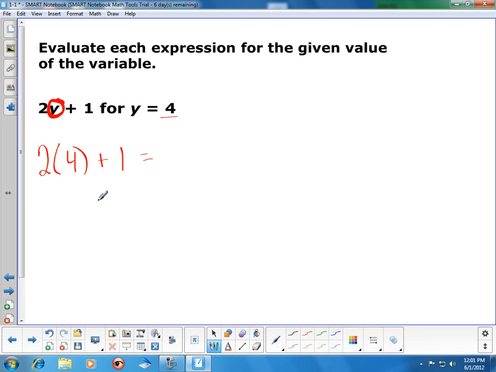Okay, so we need to go step by step to solve that. 2 times 4 is going to be 8, plus 1 is going to give us a value of 9. Okay, and that's all there is to it, ladies and gentlemen. You follow those rules, you should get the correct answer each and every time.